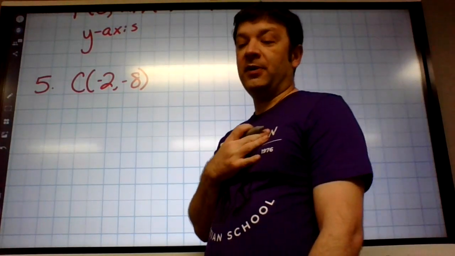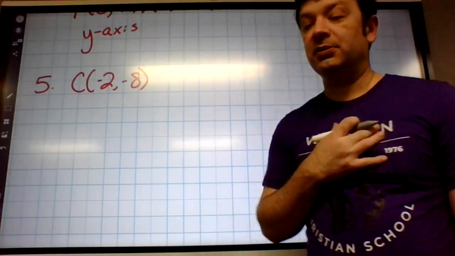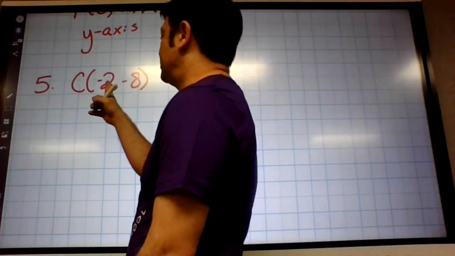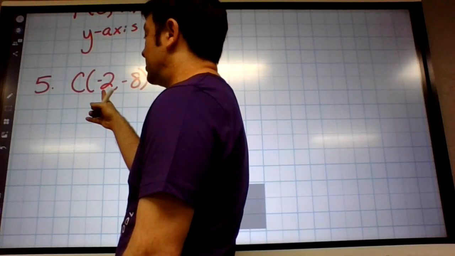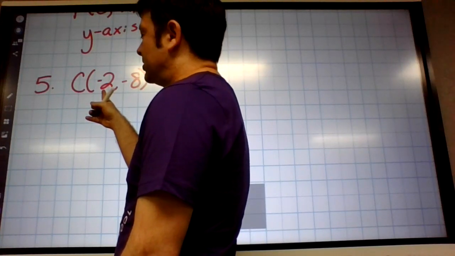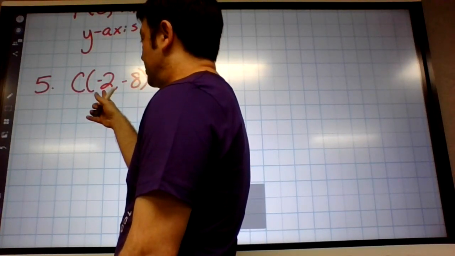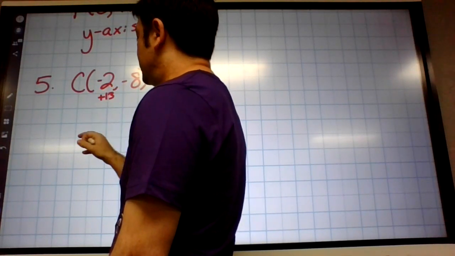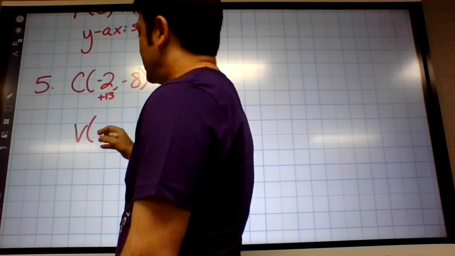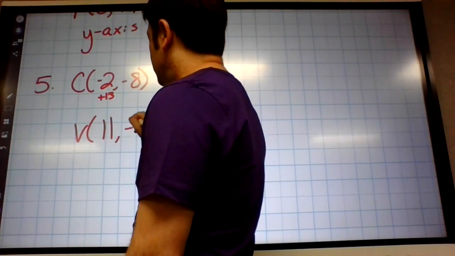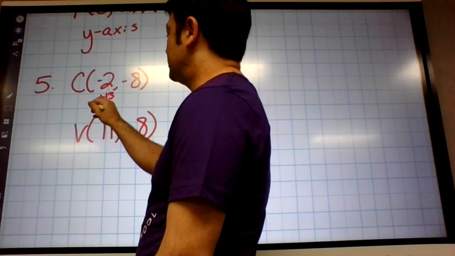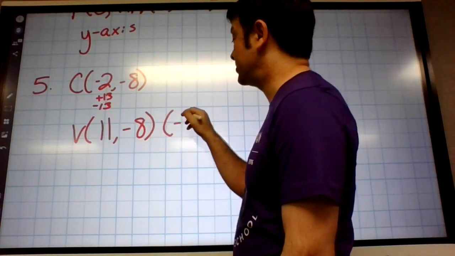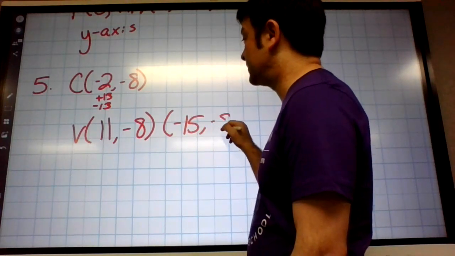Because where are the vertices going to be? Well, square root of 169 is 13. That means it's going to be 13 to the right of this and 13 to the left of this. Because we're not centered at 0, 0 anymore. So we're going to have to do 13 to the right would be 13 added to the x value. And 13 to the left would be 13 subtracted from the x value.